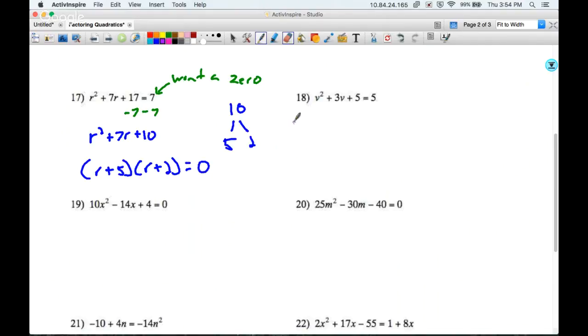Now I need to set those equal to 0 individually. So r plus 5 is equal to 0. That comes from that factor there. I'll subtract 5 from both sides. R equals negative 5.